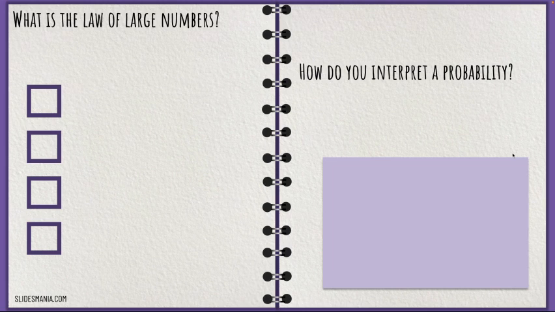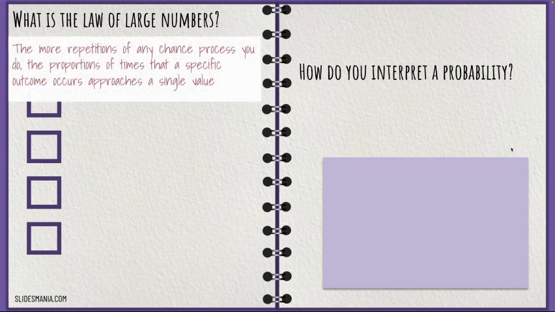So what is the law of large numbers? The more repetitions of any chance process you do, the proportion of times a specific outcome occurs approaches a single value. So let's say you roll a die. It's a 1 in 6 chance you get a 1. The more times you do this, the probability will approach that 1 in 6. So think about theoretical and think about experimental. The more times that you do the simulation of rolling the die, the closer it'll get to that theoretical. That is the law of large numbers.